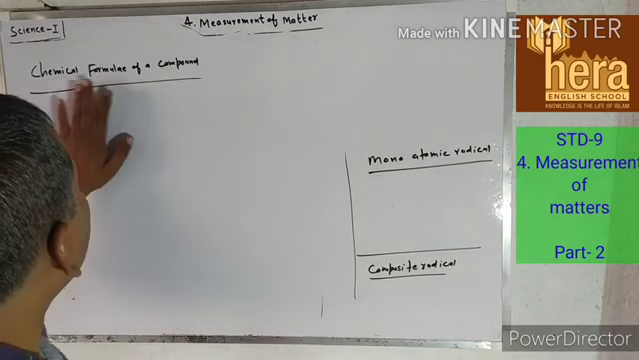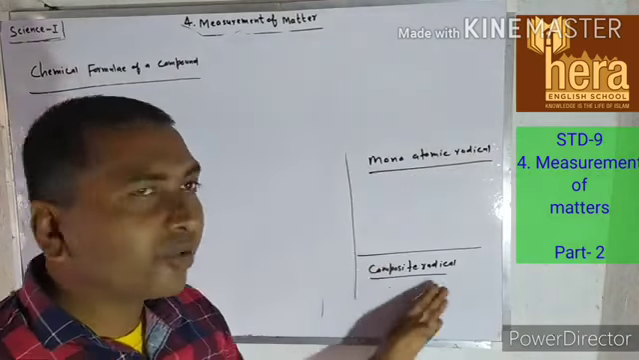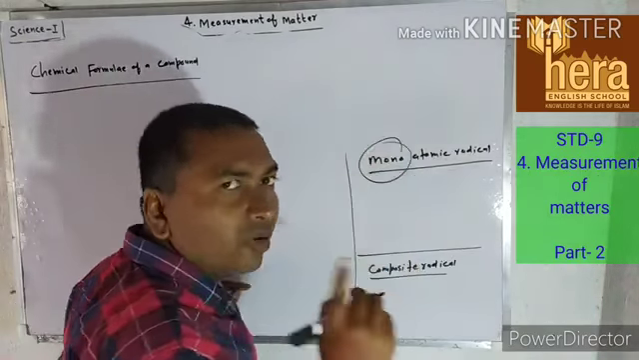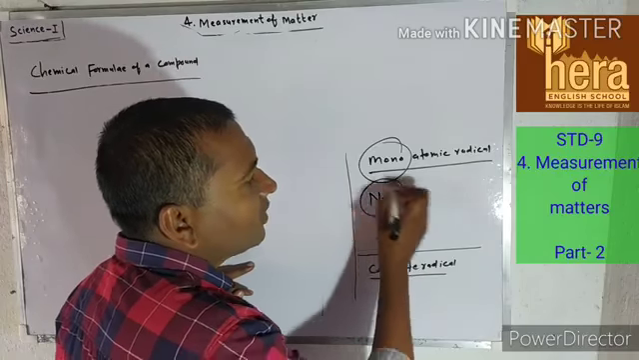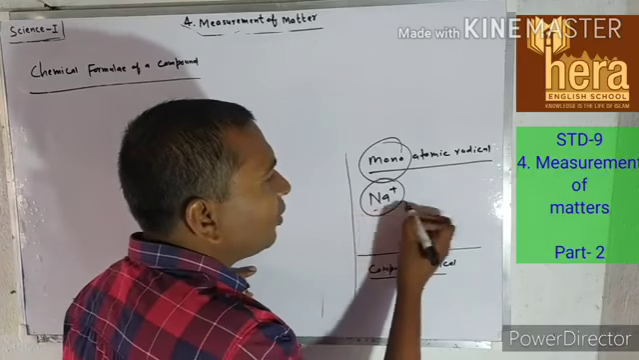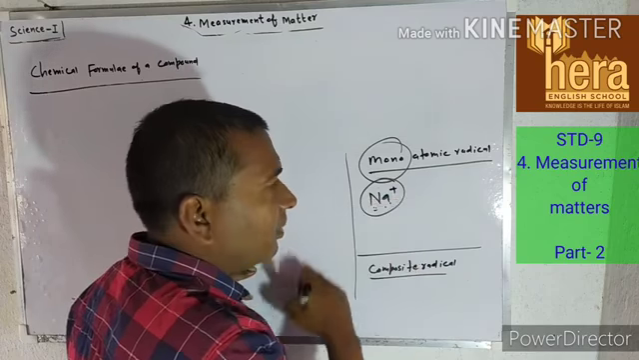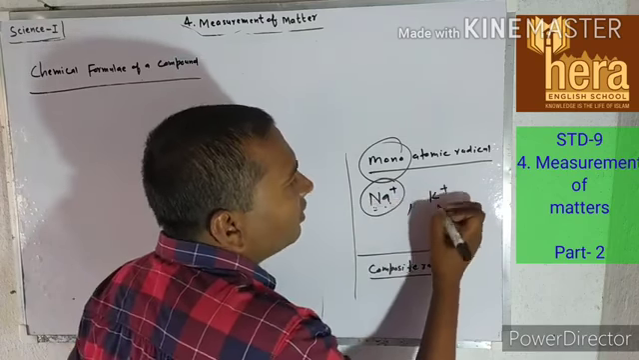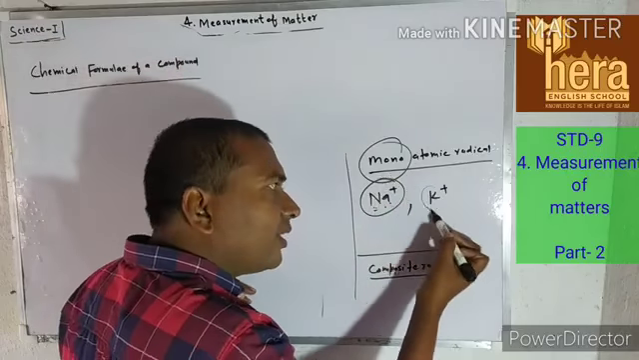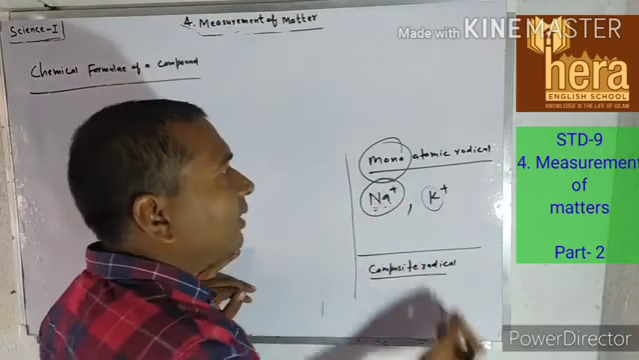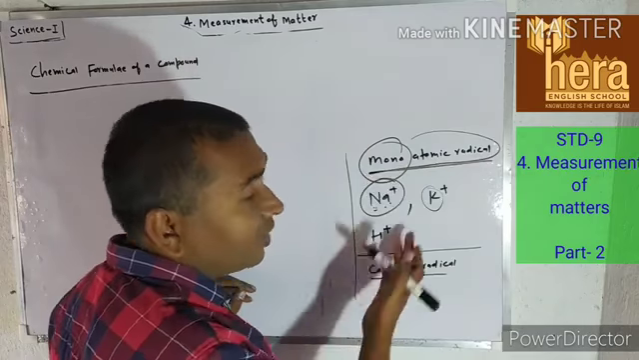Before the chemical formulae of a compound, you must know what is monoatomic radicals and composite radicals. Mono means single. If I write Na plus, this is the example of monoatomic. Don't say there are two atoms. Na is the symbol for sodium. If I write here K plus, this will come in the category of monoatomic radicals. If there is only one atom, that will be in the category of monoatomic radical. If I say H plus, monoatomic radical.